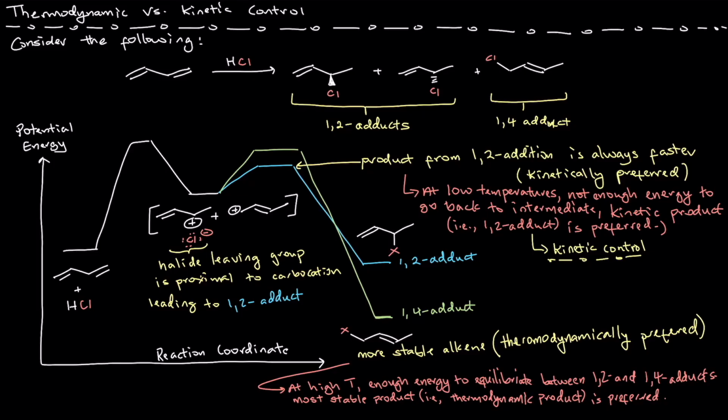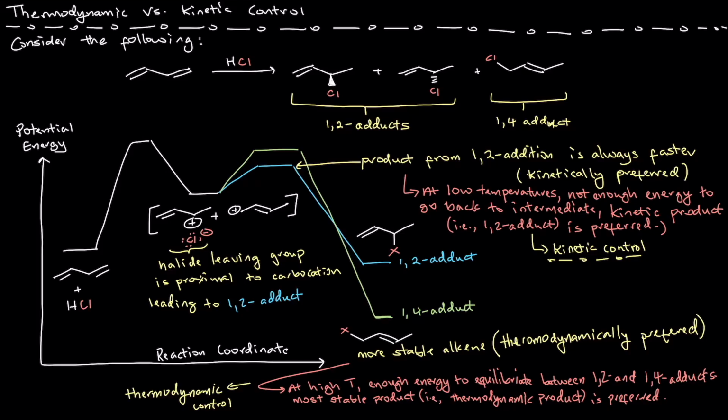So the 1,2 and the 1,4 adduct will be accessible and reversible back and forth between the product and its carbocation. This would mean that altogether it's going to be the more stable alkene that will be preferred and will be formed as your major product in the reaction under high temperatures. So at high temperatures, once again, you have enough energy to equilibrate between both the 1,2 and the 1,4 adducts. So the most stable product will actually be preferred. So what we call this is thermodynamic control.